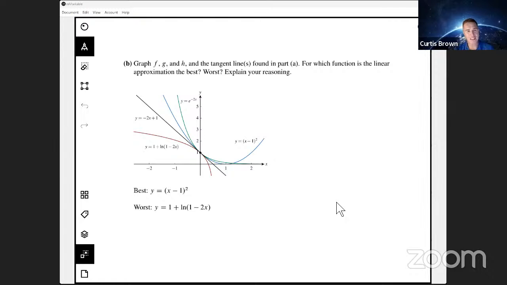Whichever one has the least steep concavity. Oh my gosh, I have no idea if that's right. Look at my graph. Look at that. Yes, sir. The blue one. Yeah, thank you, Curtis.